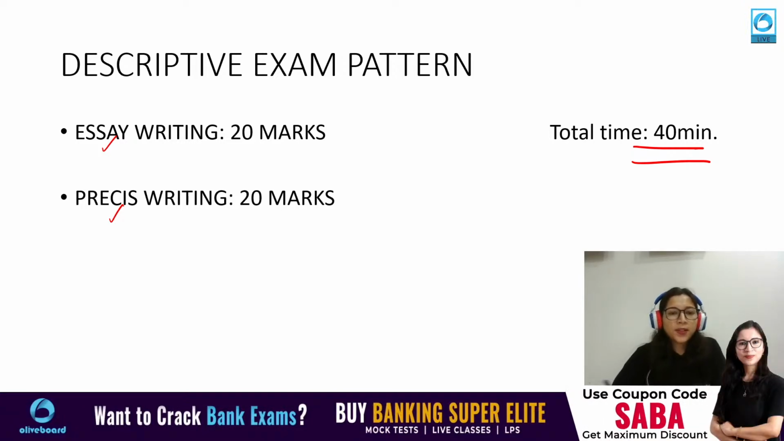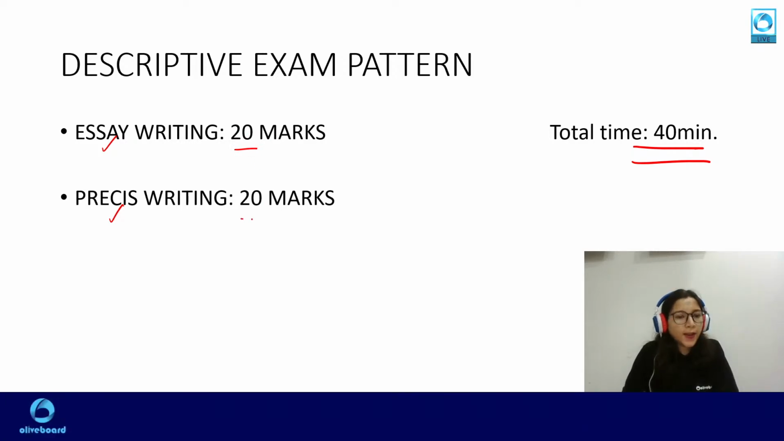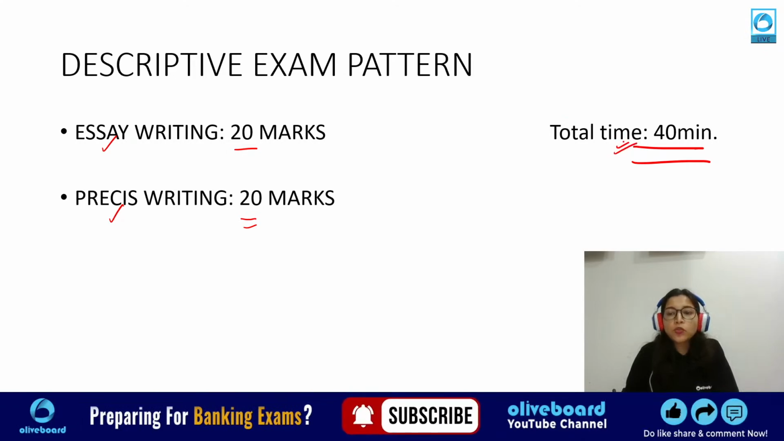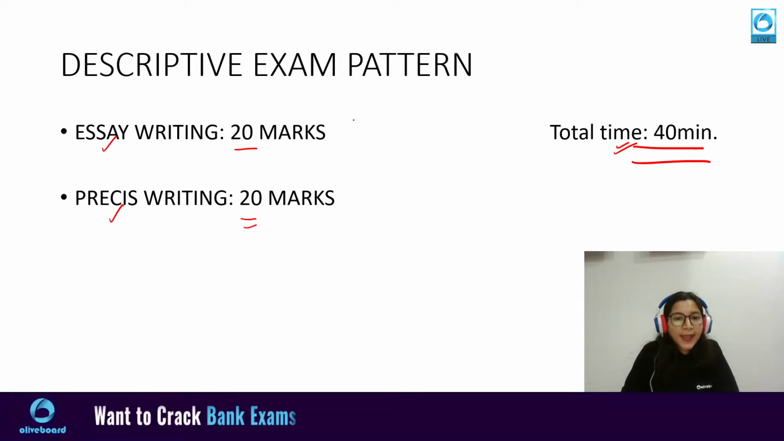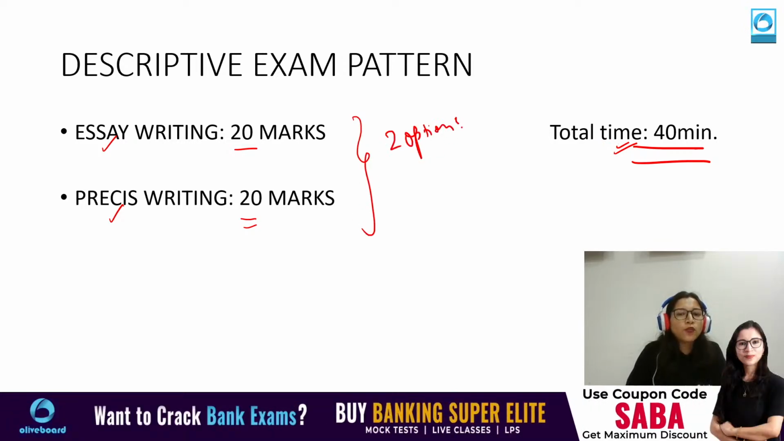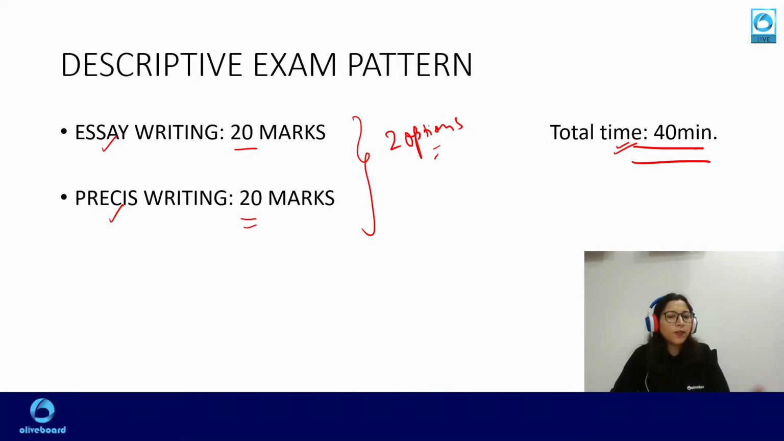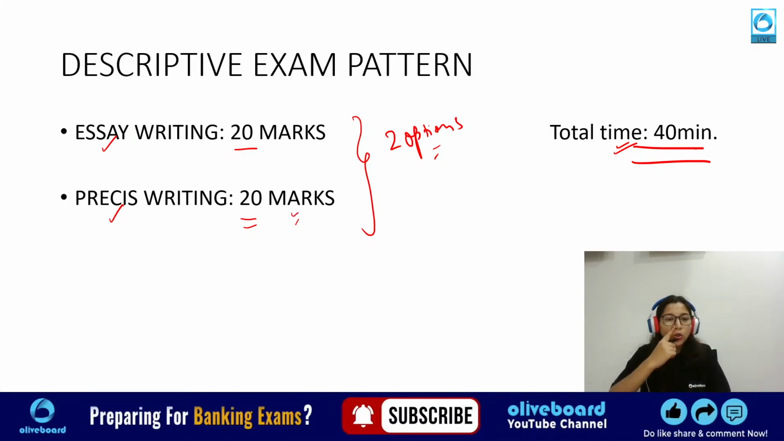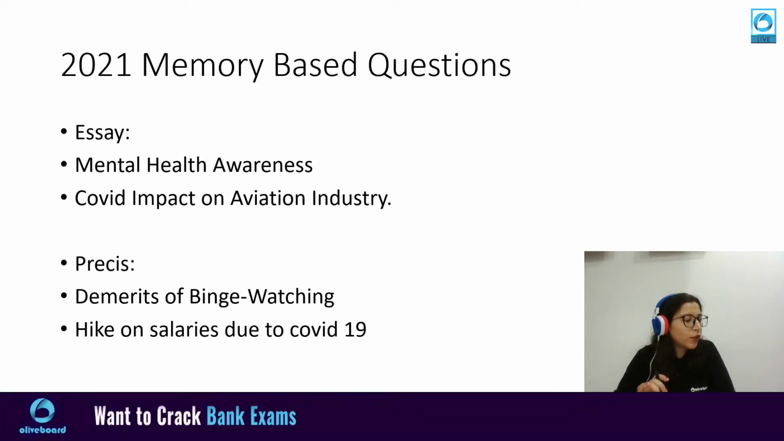Now guys, descriptive paper, as you know you will get two questions. One is essay writing and another is Precis writing. So the total timing that you will be getting will be 40 minutes. And in each question you will get two options. It means out of two you have to select one. You can choose one essay and there will be two paragraphs for Precis also. You have to write Precis on one.